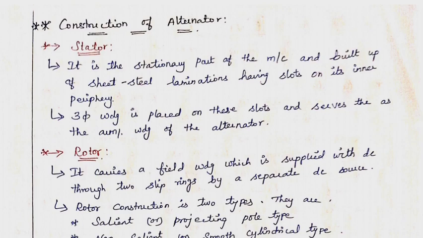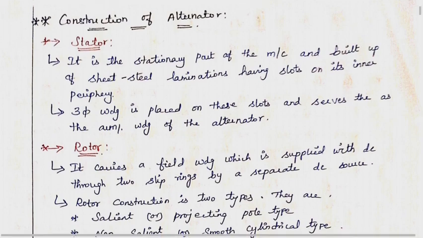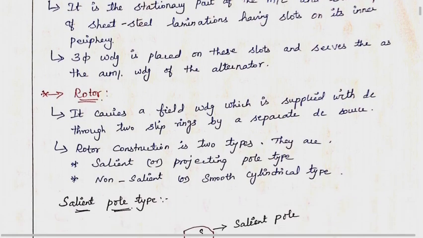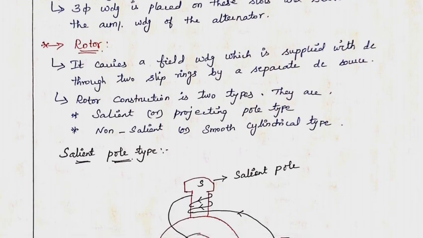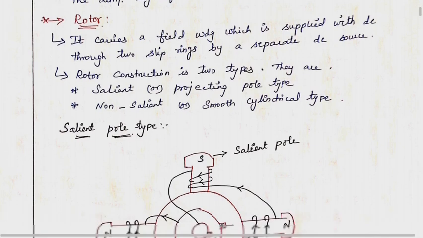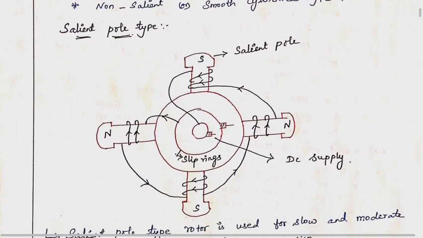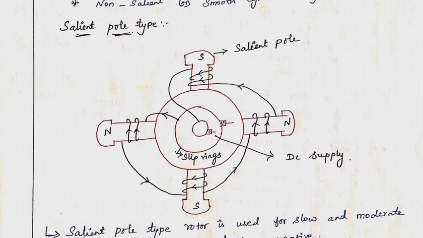The rotor construction has two types. One is the salient pole or projecting type pole. The second one is the non-salient pole or smooth symmetrical type pole. First we will see about the salient pole type. This is the simple construction of the salient pole type. In this, the poles are all in a projecting manner, so it is called the projecting pole type.